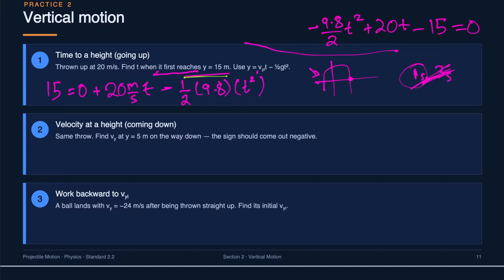Same throw, but find Vy at y equals 5 meters on the way down. All right. So Vy is equal to Vi minus Gt. Now, that comes from one of the big three for projectile motion, vertical motion. Now, I'm going to do 5 is equal to, or first let me write out the equation I'm going to use.